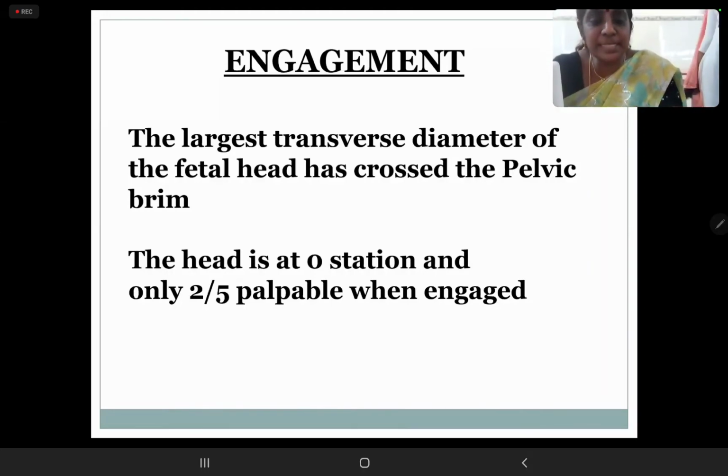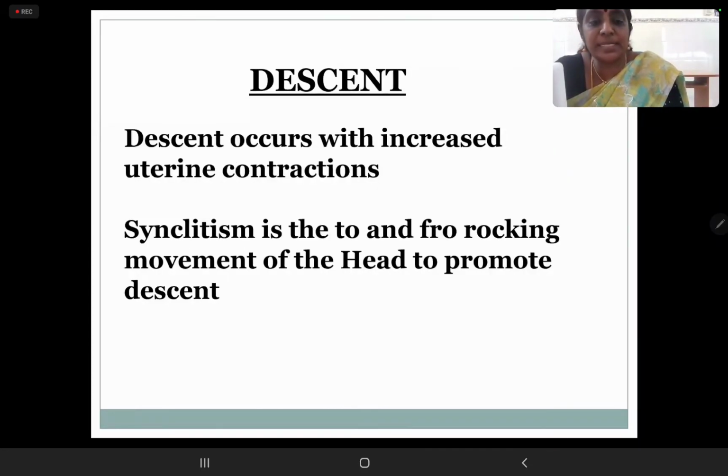So engagement, what is engagement? When the transverse diameter of the fetal skull enters the pelvic brim, it is engagement. Head is said to be engaged if it is at zero station when you do a pelvic examination, and on abdominal examination when it is only 2/5 palpable. Then you have descent. How does descent occur? It increases contraction and syncretism, to and fro motion of the head.